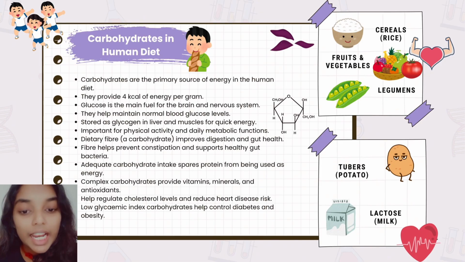It's stored as glycogen in the liver and the muscle for quick energy. So carbohydrates are important for physical activity and metabolic functions. Dietary fiber, a carbohydrate, improves digestion and gut health. Fiber helps to prevent constipation and supports healthy gut bacteria.